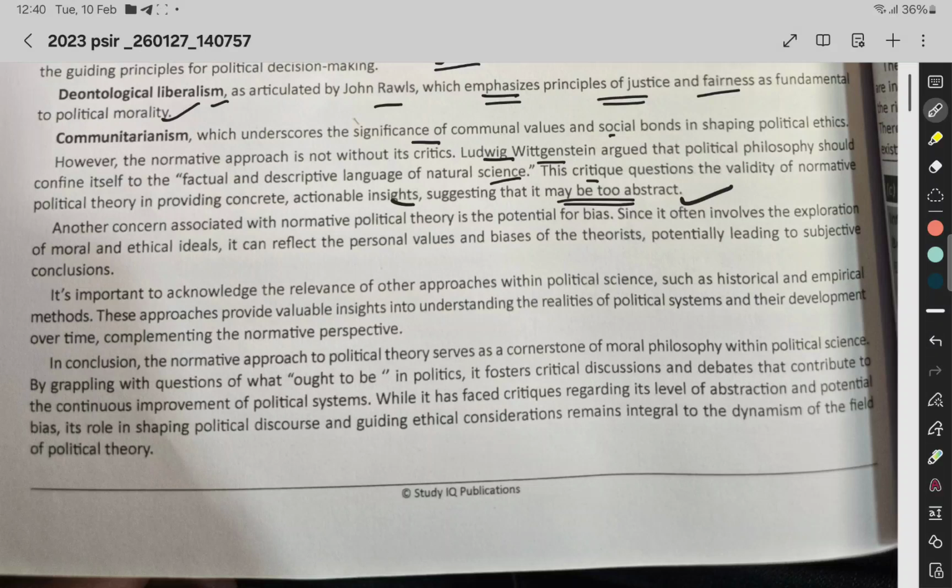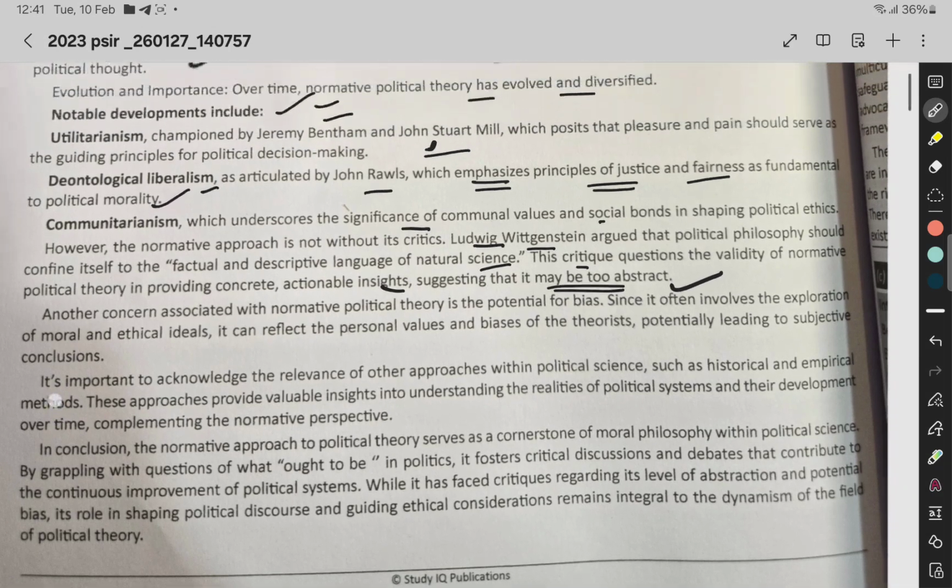normative perspective. So, in conclusion, the normative approach to political theory serves as a cornerstone of moral philosophy within the political science. By grappling with question of what ought to be in politics, it fosters critical discussion and debates that contribute to the continuous improvement of political system. While it has faced critics regarding its level of abstraction and potential bias, its role in shaping political discourse and guiding ethical consideration remains integral to dynamism of the field of political theory.